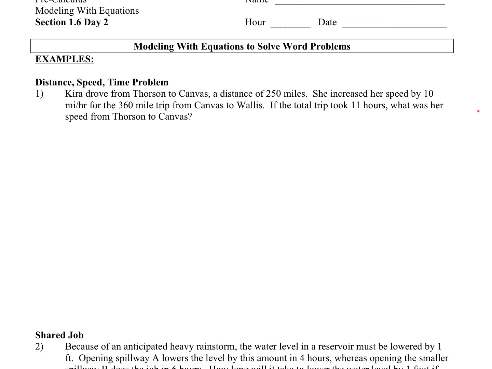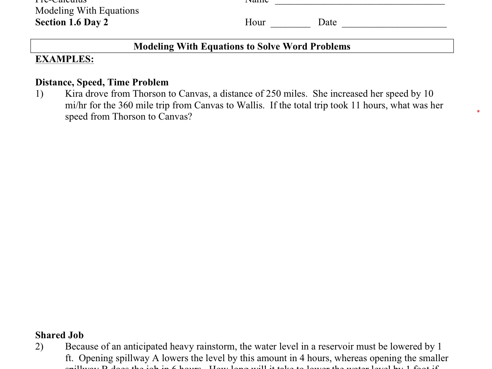All right. More word problems. We're modeling with equations to solve word problems like we did the other day. The first one is a distance, speed, and time problem, which you'll have some of those to practice tonight. What is the formula for distance, speed, and time?